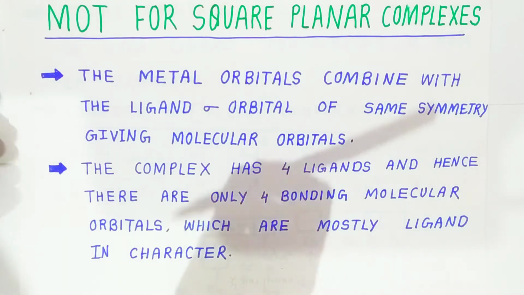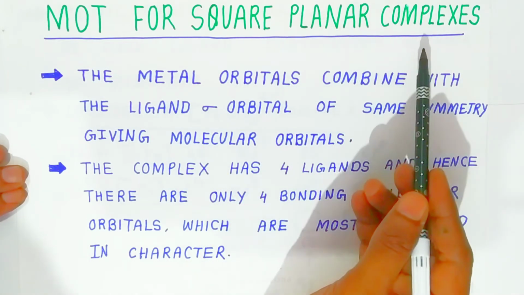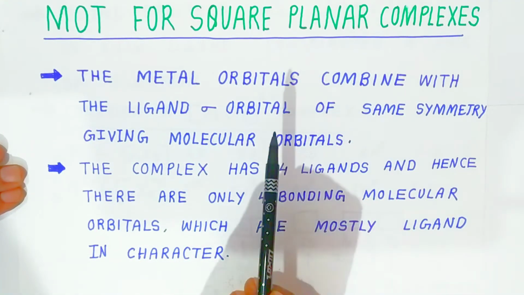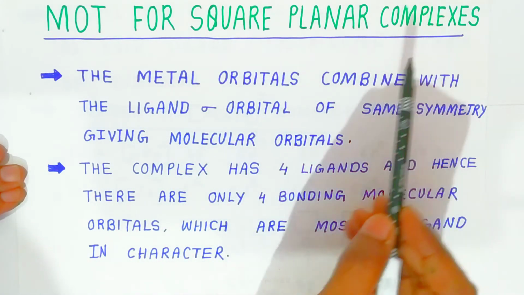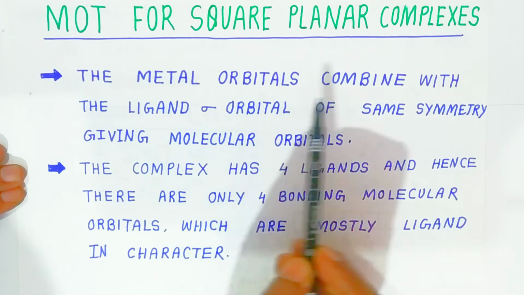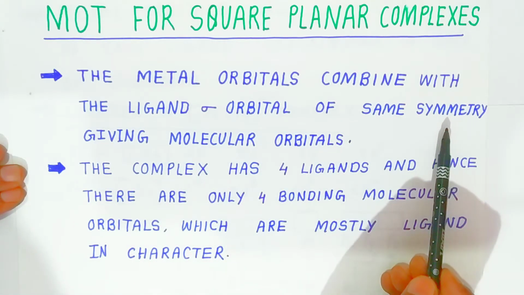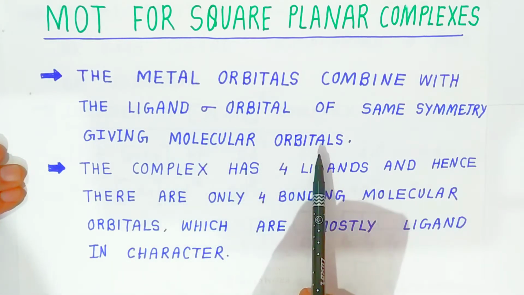Students, today we are going to see the MOT for square planar complexes. We are going to apply molecular orbital theory to the square planar complex. Now students, what are square planar complexes? The metal orbital combines with the ligand sigma orbitals of the same symmetry, giving molecular orbitals.